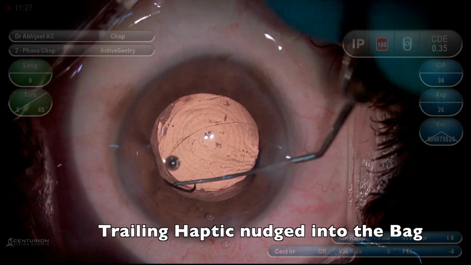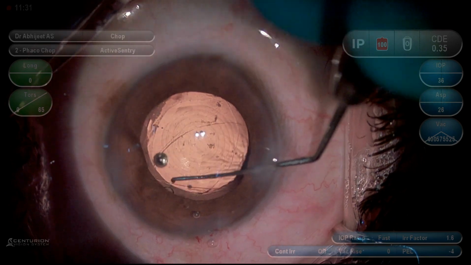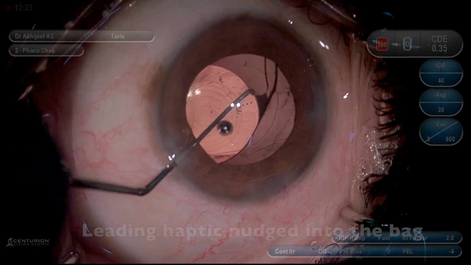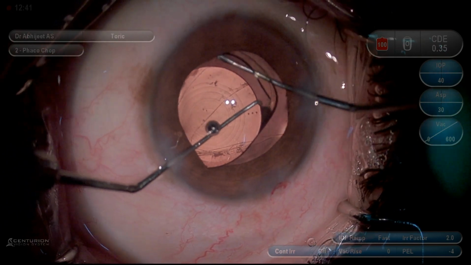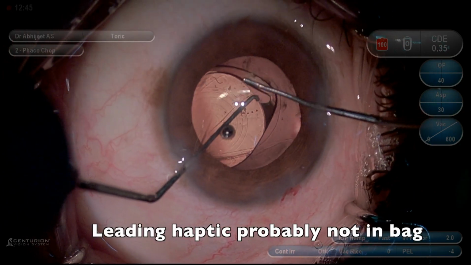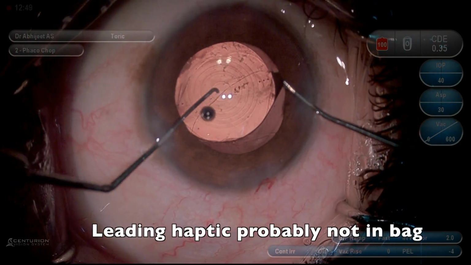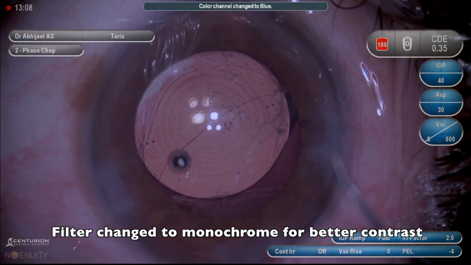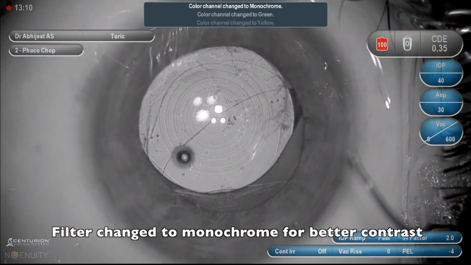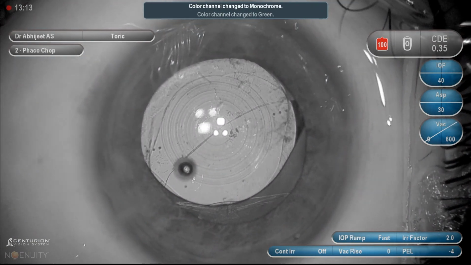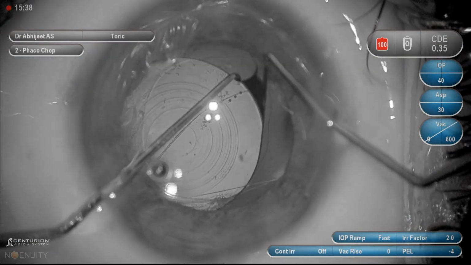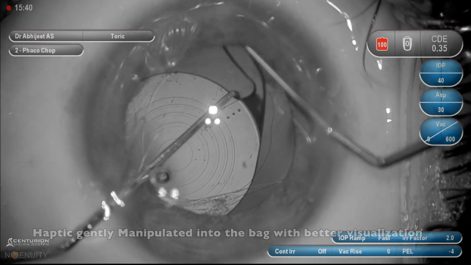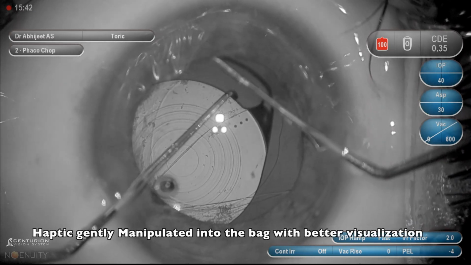First the trailing haptic is nudged into the bag, and then the leading haptic is nudged into the bag. But here I have a feeling that the haptic is probably not in the bag. So I shift over to a better contrast visualization, which is the monochrome filter on the Ingenuity, and here I come to see that okay, the haptic is actually not in the bag.